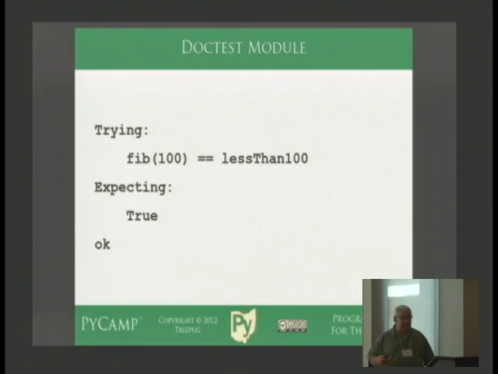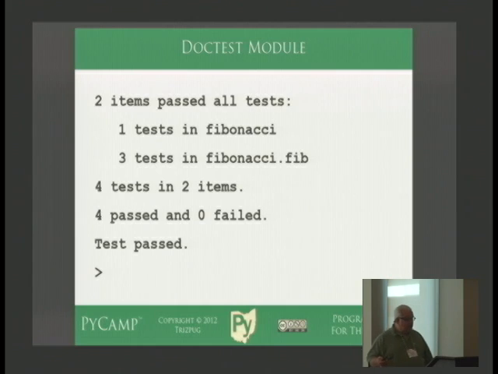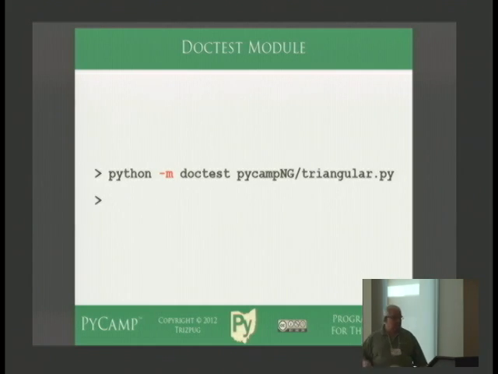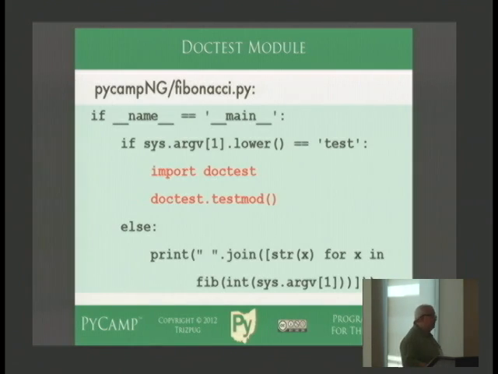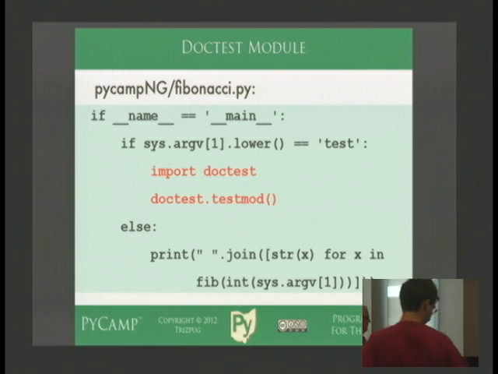Anyway, we can do the same thing for triangular and get the same results. Let's go back here and change Fibonacci.py one more time. In the if __name__ == "__main__" part, if we get an argument that says test, then we're going to import doctest. And here's another way you can run doctest: by using the doctest.testmod function, which runs all the doc tests in this module. Otherwise, we're simply going to call the module as a script and have it do something useful, which is take the command line argument and compute those Fibonacci numbers.